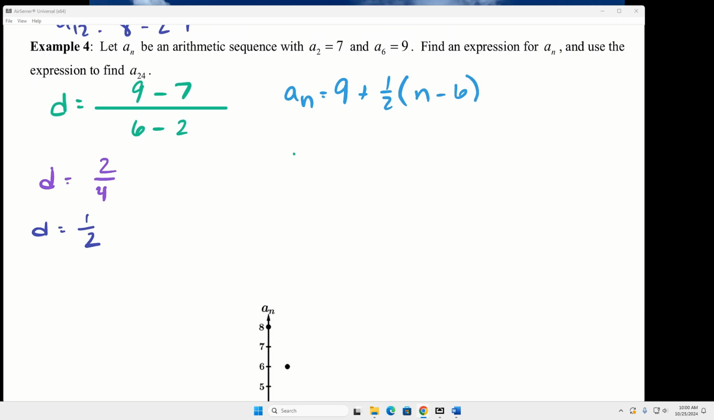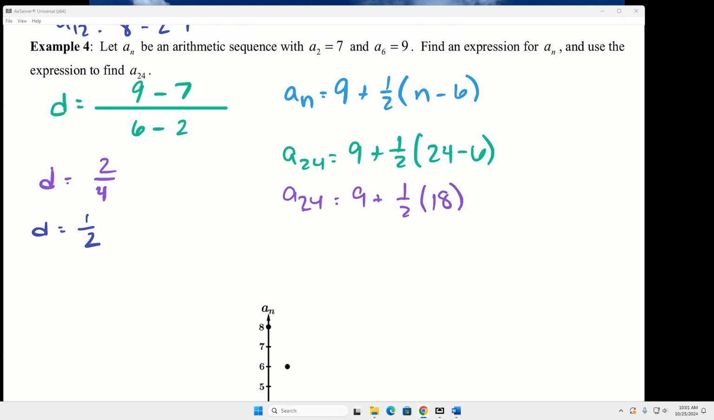All right, then I'm going to plug in 24. All right, so it looks like we're going to get 9 plus 9, or 18 for the 24th term.